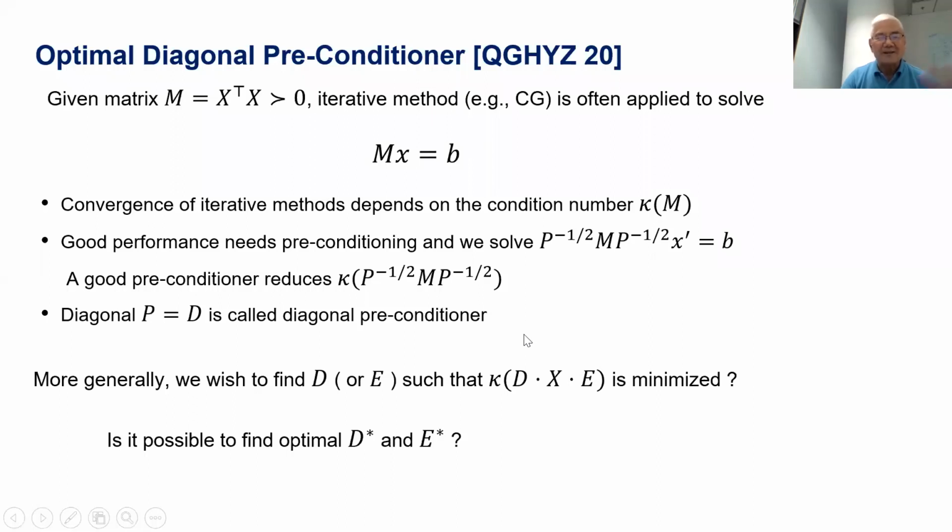So what I want to show you is whether we can find the optimal D, the optimal diagonal preconditioner from the right. This matrix is typically rectangular, not a square matrix, so it could have different dimensions, such that this condition number is really minimized. Is that problem tractable?